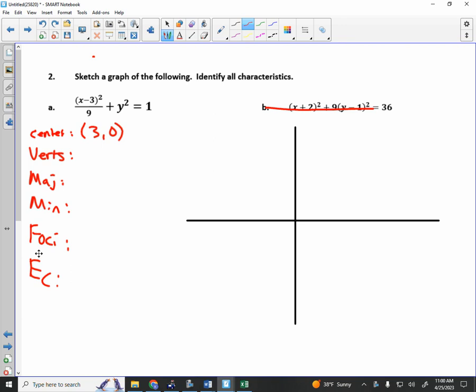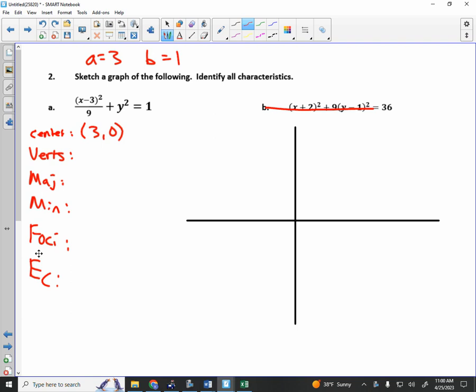And then I want to just do some kind of thinking before I make my graph. Notice that the A value is going to be 3 and that the B value is going to be 1. Okay? So what that means is I've got to be ready to move 3 units in any direction. Okay? 3 units in any direction.